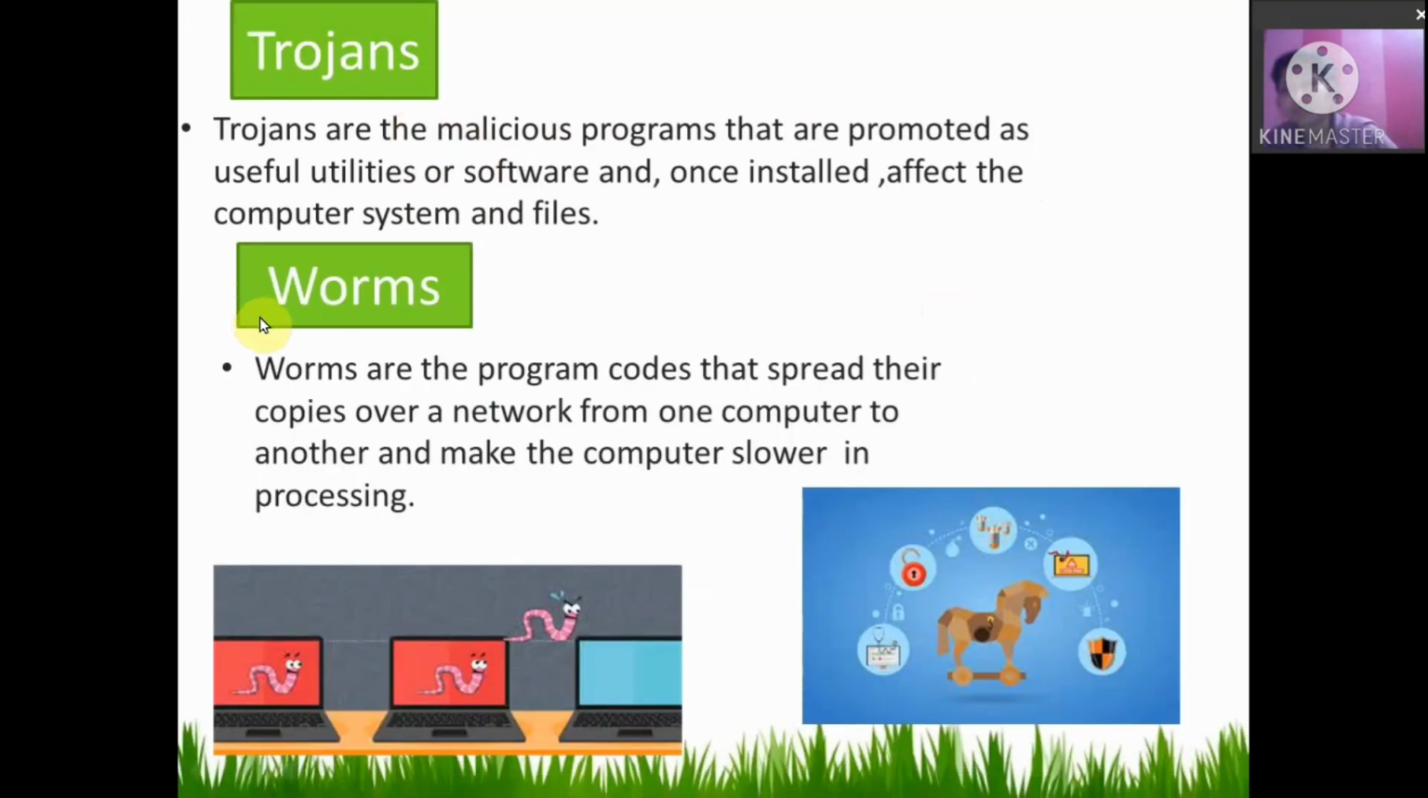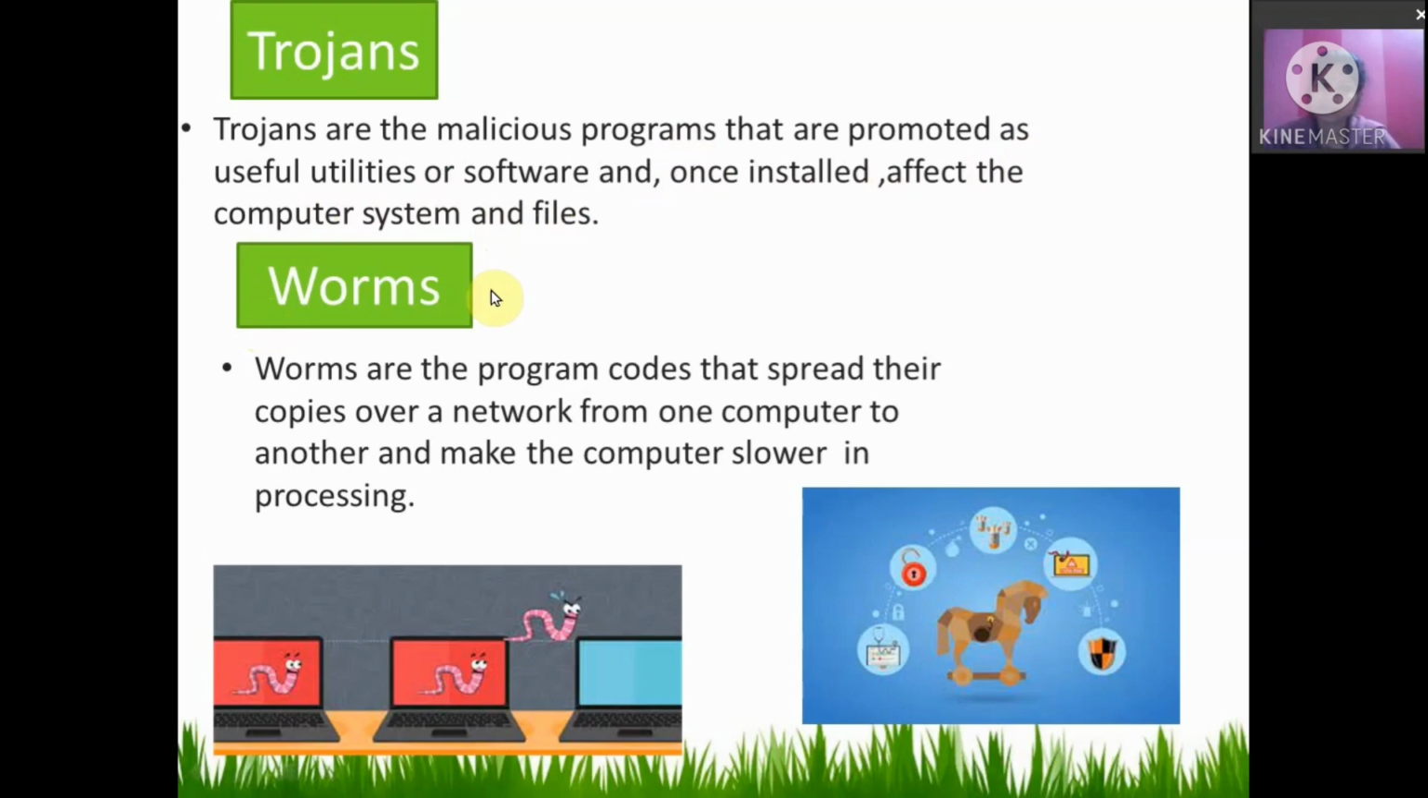Trojans. Viruses are not of one type. We just gave a common name, virus, to whatever malicious programs enter your computer and affect our data and files, but they are of different types. One type is known as Trojans. We call it Trojan horse also. This program looks like a useful program. It always comes to you as a useful program, so you click on that and install it in your computer. Once installed, it will attach to files and then destroy your computer data and files. Trojans are malicious programs that are promoted as useful utilities or software and once installed affect the computer system and files.